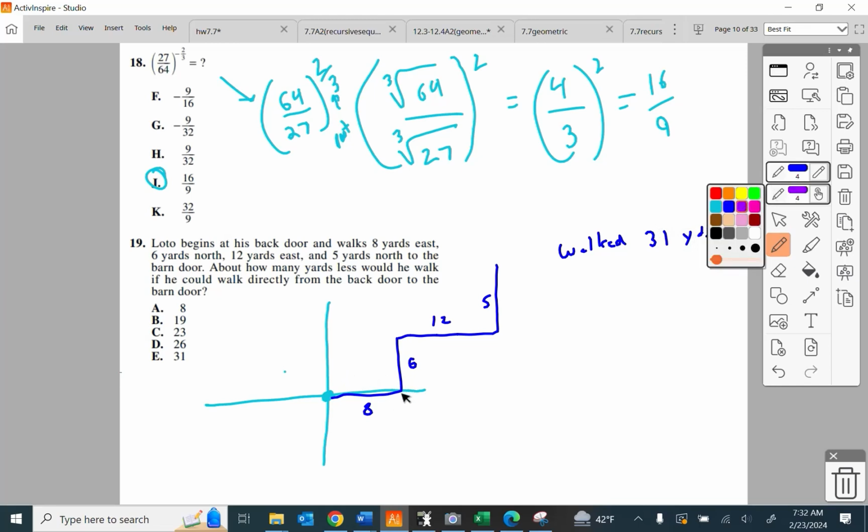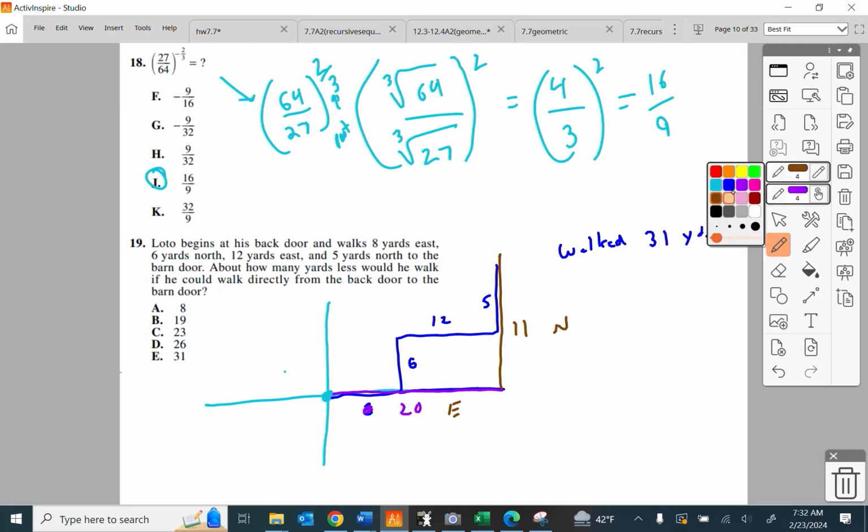He walked 20 total yards east. Eight and 12 makes 20. He walked 20 yards east. You put the 6 and the 5 together, he walked 11 north.